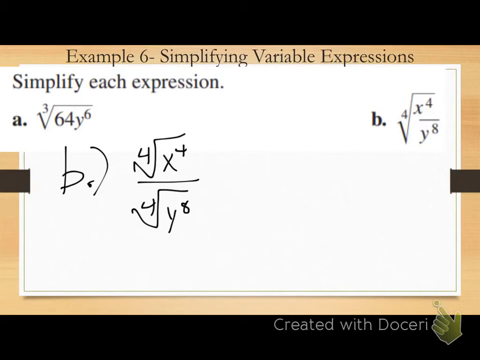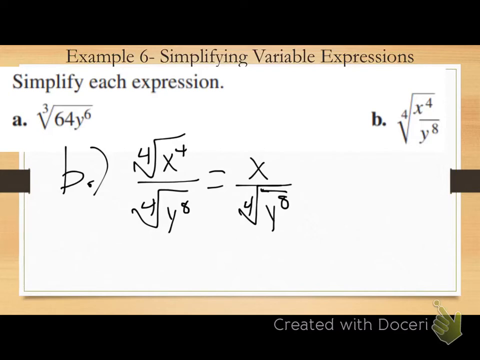Okay, is this in simplest form? No. Why not? Radical denominator. Can't be a radical in the denominator. What can I do up top first, though? Simplify that. If I take the fourth root of x to the fourth, what do I get? X. So I get x over the fourth root of y to the eighth.